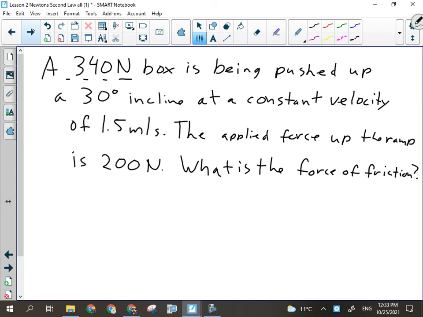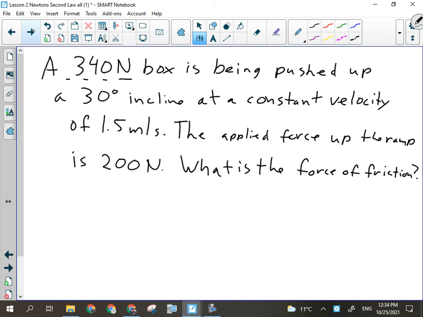Gravity. Always be on the lookout for this. In this unit, sometimes they'll give you, instead of the mass in kilograms, the weight in newtons. So they just told me what Fg is. So I know what Fg is for this question. It's 340 newtons. This box is being pushed up a 30-degree incline at a constant velocity of 1.5 meters per second. The applied force up the ramp is 200 newtons. What's the force of friction?